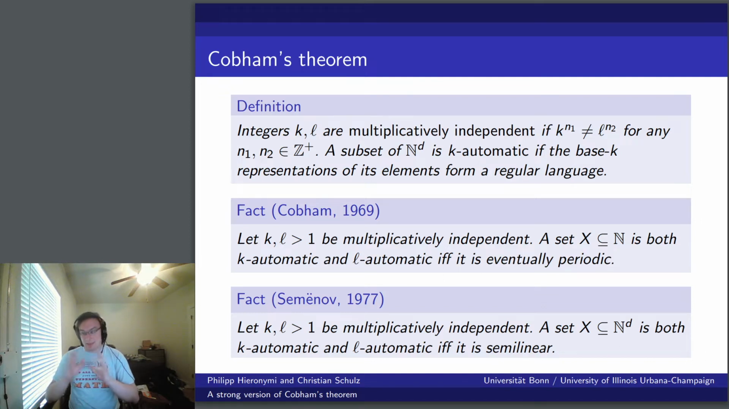So, in 1969, what Cobham showed is that if we have two multiplicatively independent bases, k and l, the only way for a subset of N to be both k-automatic and l-automatic is if it is eventually periodic. And in 1977, Semenov figured out how this extends to the d-dimensional case, which is, in the same setup, a subset of N to the d is only both k-automatic and l-automatic if it is semi-linear. Semi-linearity, by the way, is equivalent to saying the set is first-order definable from the addition function on the natural numbers. So it's a very neat characterization that I'm going to mention later.